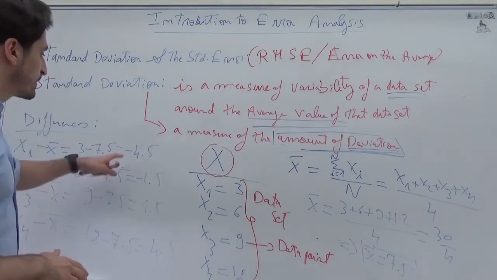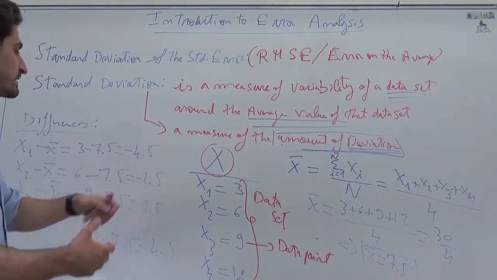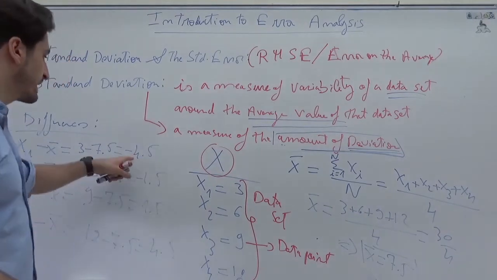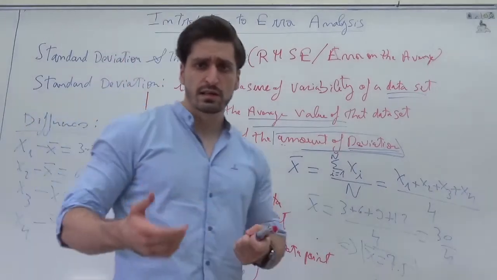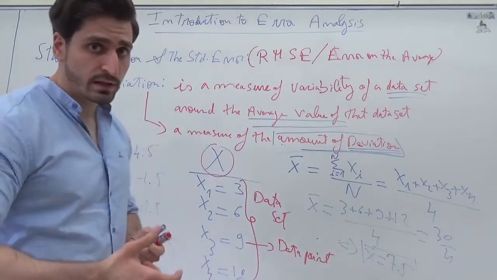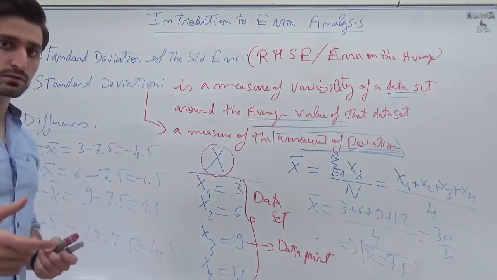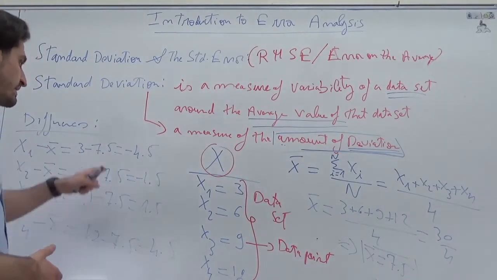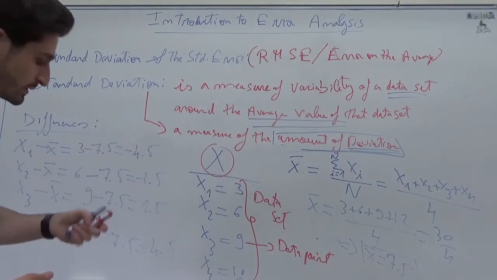However, if we look over here, we have a minus sign, and we need to get rid of that negative sign. Over here we have negative 4.5 and negative 1.5, because whenever we are finding a deviation, which is basically a distance, that distance is a scalar quantity, meaning it's a magnitude, so it has to be positive. So in that case, we are going to be squaring each difference before we sum it up.